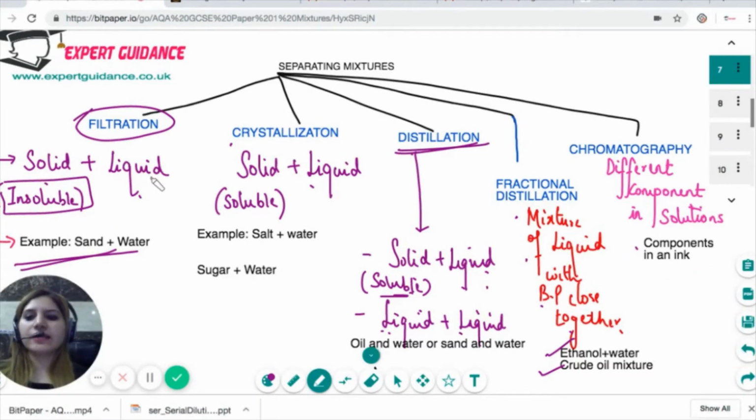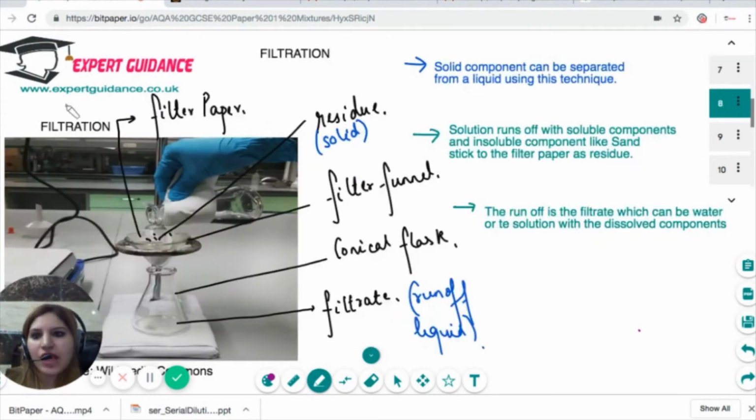Now, these are the 5 techniques that we need to know for your paper 1 chemistry: filtration, crystallization, distillation, fractional distillation, and chromatography. Now, let us look at each one of them in detail. The first one is filtration. You must have seen this setup in your school laboratory, where you have a conical flask placed on a glass tile, and then you have this filter funnel. This filter funnel looks something like this with the tapering end, and inside it you place this paper, which is a filter paper.